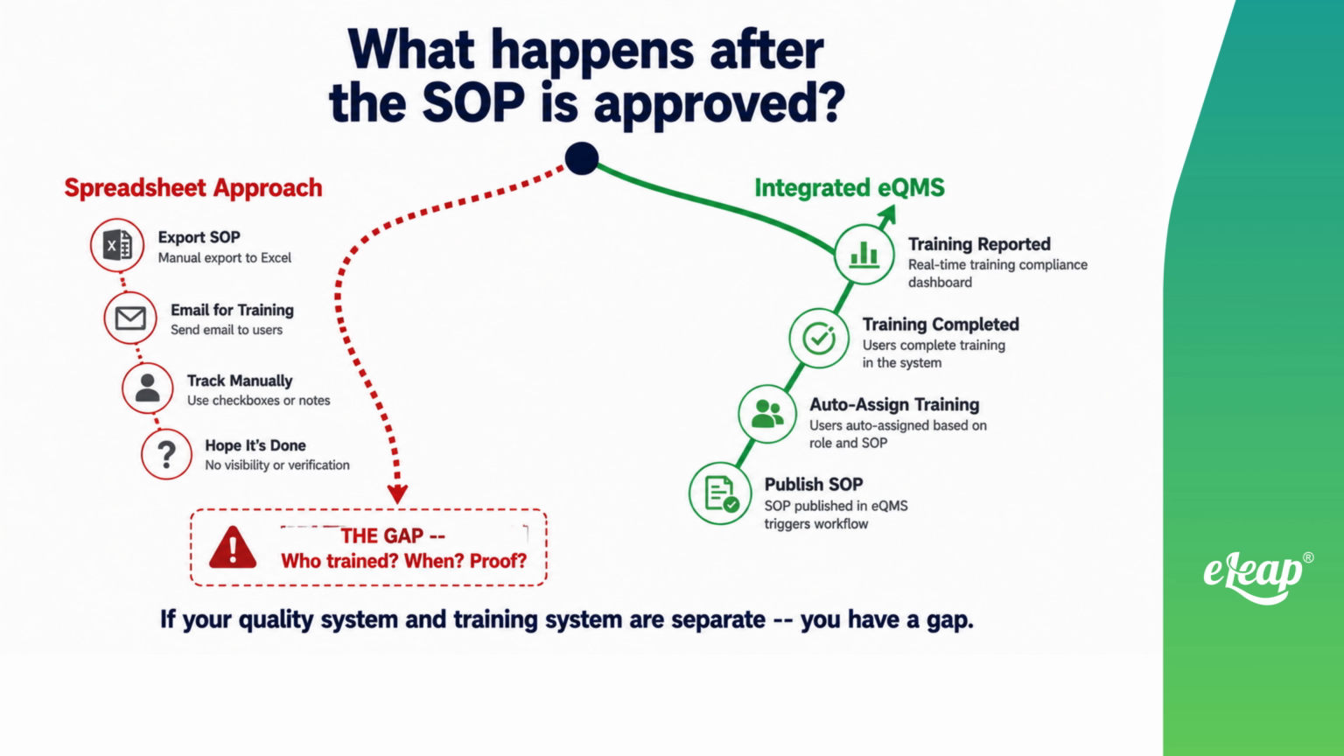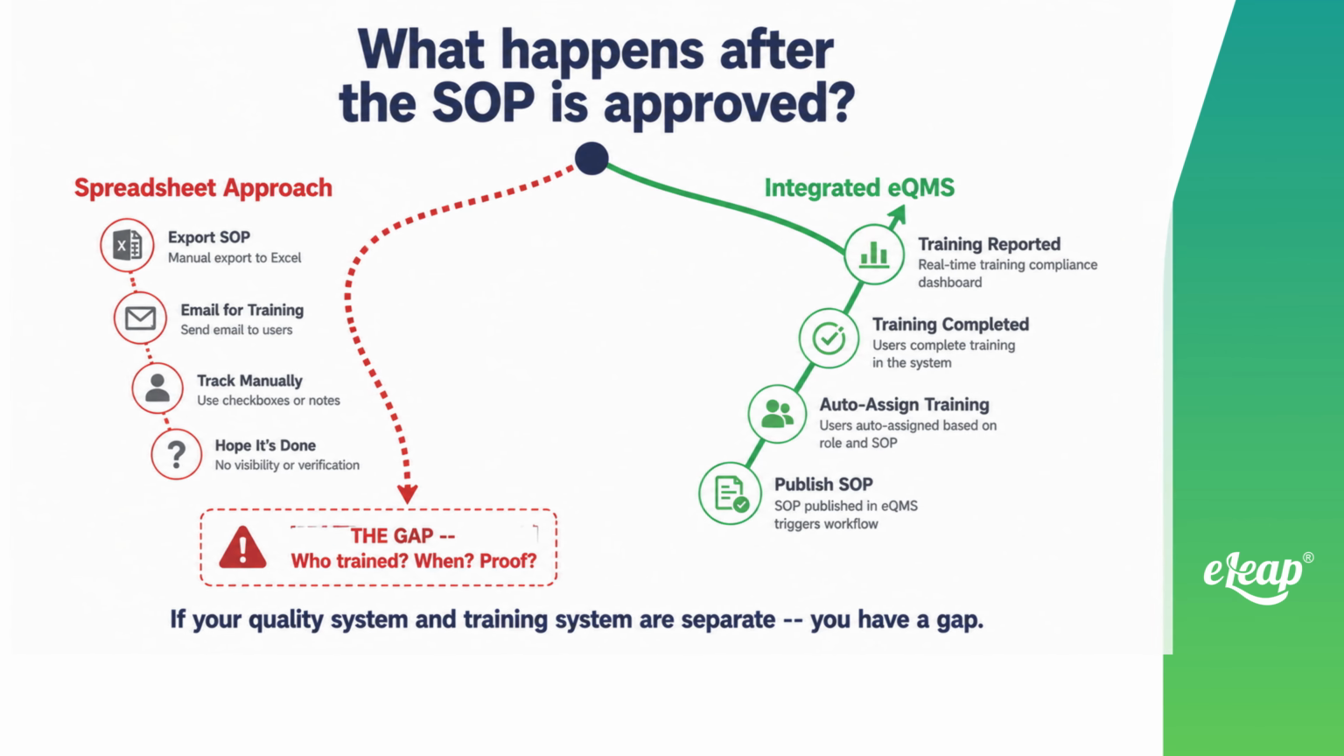Reason 5, no connection between quality and training, and this is the gap most often overlooked. When a controlled document is revised, affected personnel must be retrained before they can work to the new version. Here is the question most eQMS evaluations miss. What happens after the SOP is approved? Who trains on it? And how do you know they did? If your quality system and your training system are separate, even if both are purpose-built, you have a gap. And in a GXP environment, that gap is a finding waiting to happen.